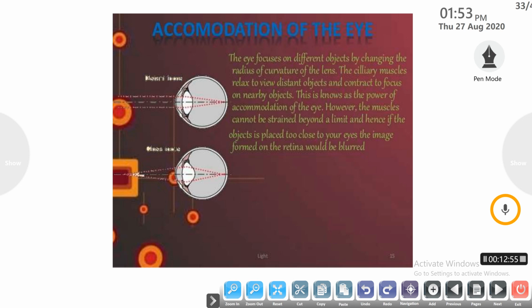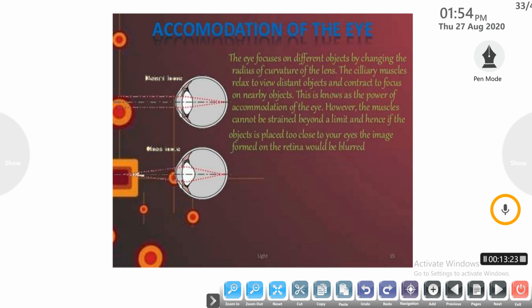The next definition is the accommodation of the eye. Basically, the eye focuses on different objects by changing the radius of curvature of the crystalline lens. The ciliary muscles help to contract and relax the lens. These muscles relax to view distant objects and contract to focus on nearby objects. This is known as the power of accommodation of the human eye.